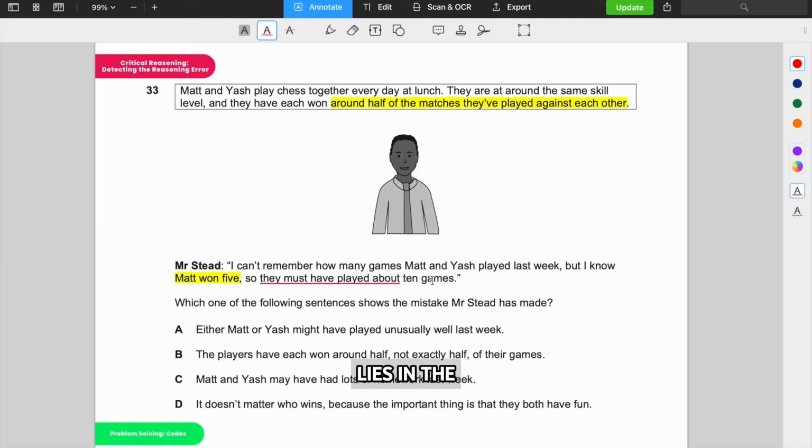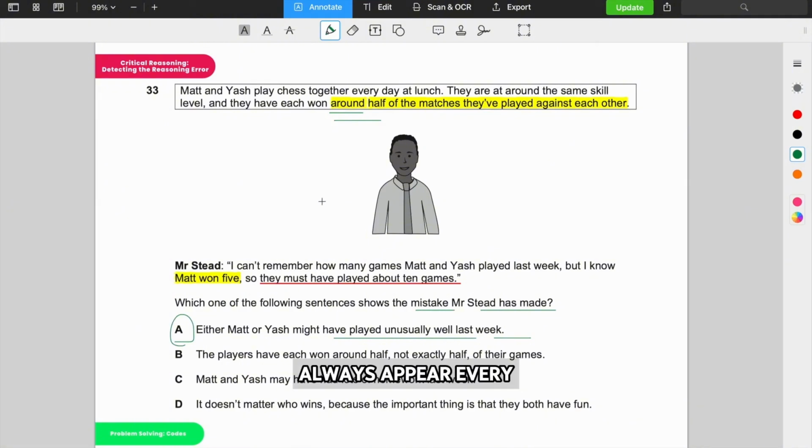Well, the mistake obviously lies in the fact that he assumes that they have definitely won 10 games, assuming that they always win around half the matches they played. But this is around, so this is saying on average. There can sometimes be outliers, there can be discrepancies, there can be days where, or a week where one player just happens to be doing a lot better, right? Maybe Matt or Yash, they're fluking one week. So the mistake that Mr. Stead has made is assuming that a trend, or what Matt and Yash win on average, will always appear every week, right? When there can be changes, there can be fluctuations in who wins and who loses.